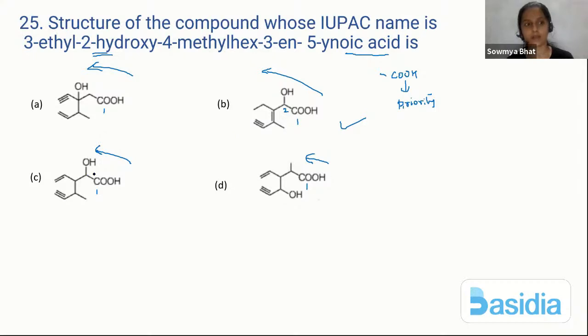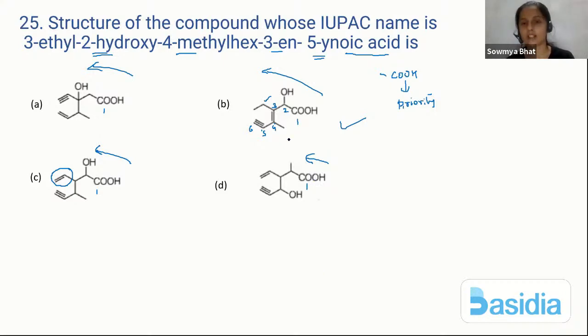If there is something with OH here, let's proceed for the 3-ethyl. What is that? At the third position, there is an ethyl group. Here it is not an ethyl group. And after that, 4 comes here, 5 comes here, 6 comes here. At the third position, you have a double bond. That's 3-ene. And at the fourth position, you have a methyl group. That's right. And at the fifth position, you have a triple bond. So option B would be the right answer.